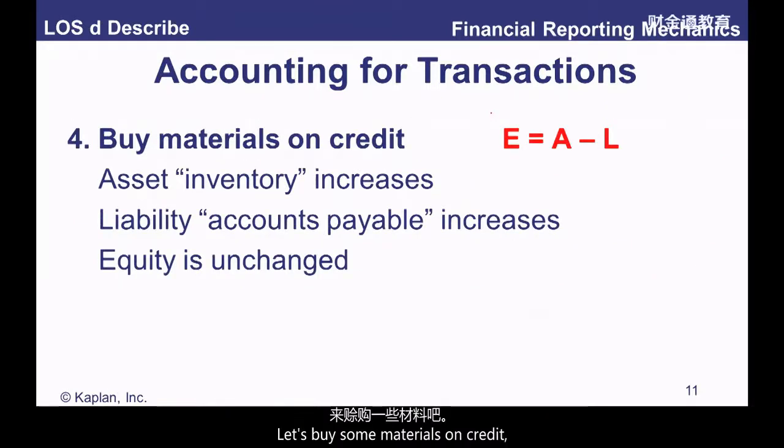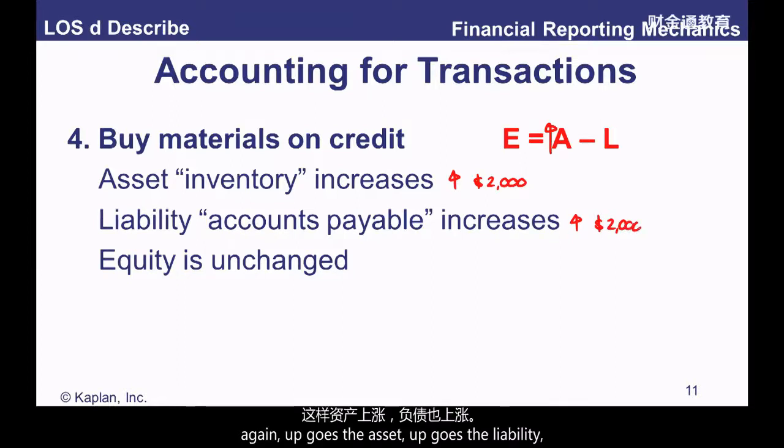Let's buy some materials on credit. So we bought some materials from a supplier, but we've not yet paid them. We bought them on credit. Let's make up again a number. Let's say $2,000 worth of inventory we buy. So first of all, we bought some inventory for $2,000. Up goes our inventory, and of course, that is an asset. So up goes assets. But we need to record the fact that we owe our supplier. So we're going to create a liability, accounts payable or trade payables. And of course, that's also going to be $2,000. So again, up goes the asset, up goes the liability, equity remains unchanged.